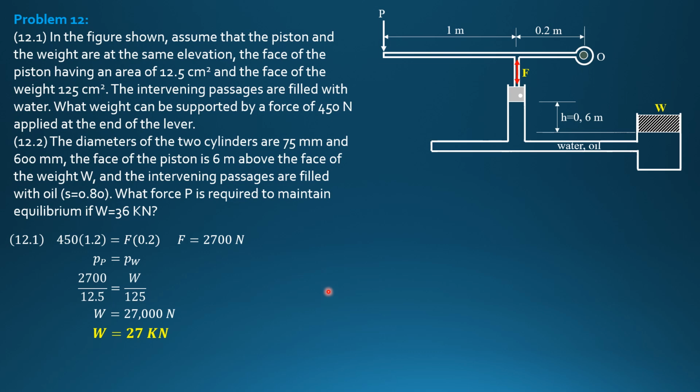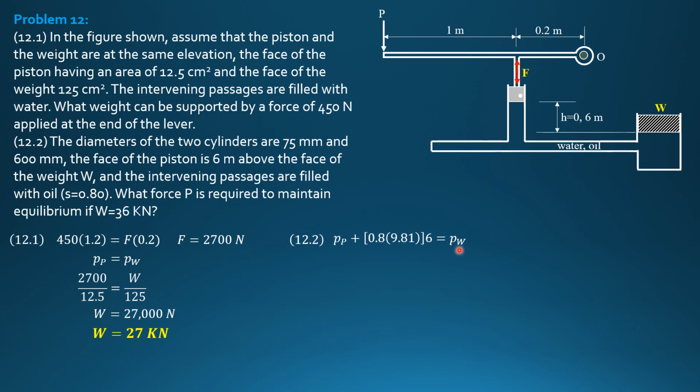Then for the second situation, we sum up pressure from the pressure under the piston face down to the pressure under the weight. This time the face of the piston is 6 meters above the face of the weight. So pressure under the piston, P sub P, going down, so plus 0.8 times 9.81 times 6, equals pressure under the weight W, P sub W.